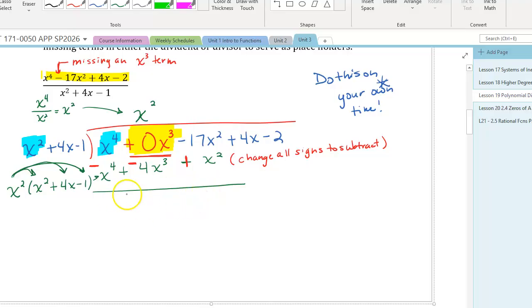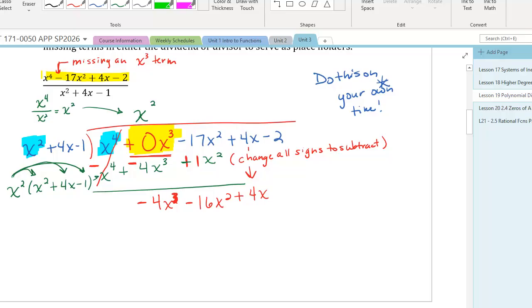So now we're going to go ahead and do the math. X to the fourth minus x to the fourth cancels out. And if that doesn't happen, you need to go back to the drawing board because that's how we got this number here, was we divided to get this number there. 0x to the third minus 4x to the third gives you negative 4x to the third. Negative 17x squared plus x squared is going to give you negative 16x squared because remember there's a 1, so negative 17 plus 1 is negative 16x squared. Now I'm going to bring down my 4x, and it is a positive 4x.